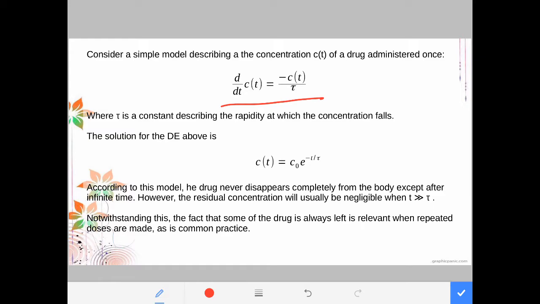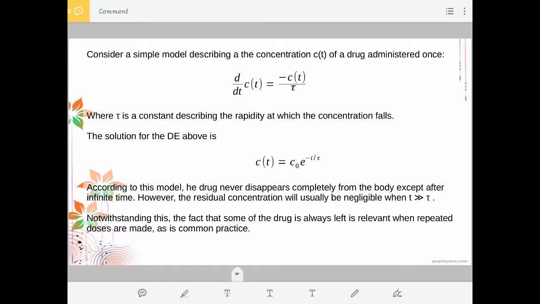So it's just a simple separation of variables and then integrate. You will get the solution as C as a function of t equals C0, where this is the initial concentration at time t equals 0, times e raised to negative t over tau. So this is your solution to this diminishing model. In this model, we can say that the drug never disappears completely from the body.